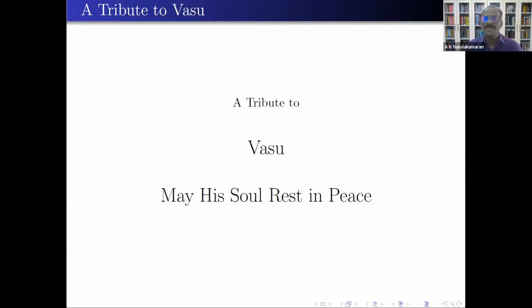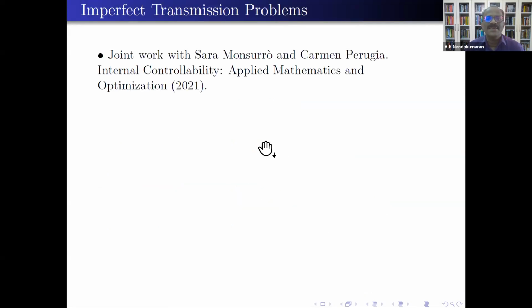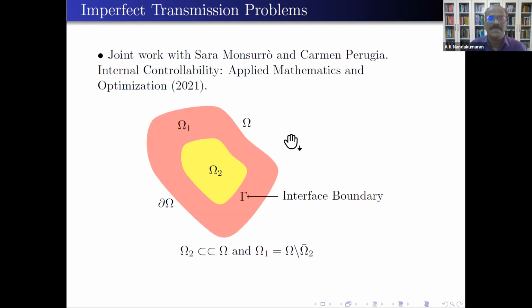Yeah, so let me go to that one. This is recent joint work with Sar Monsuro and Carmen Perugia, and probably it's already come out in Applied Maths and Optimization. So just quickly, before coming to the Hilbert Uniqueness Method.